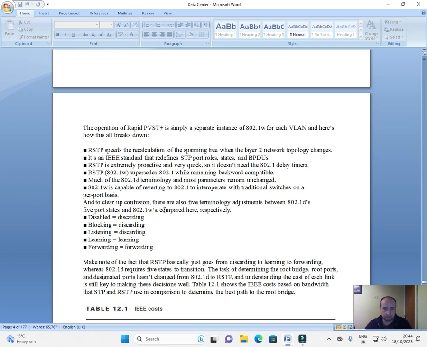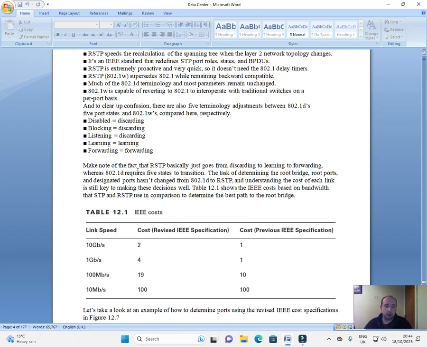And to clear up confusion, there are also 5 terminology adjustments between 802.1d's 5 port states and 802.1w's, compared here respectively: disabled, discarding; blocking, discarding; listening, discarding; learning, learning; forwarding, forwarding. Make note of the fact that RSTP basically just goes from discarding to learning to forwarding, whereas 802.1d requires 5 states to transition.